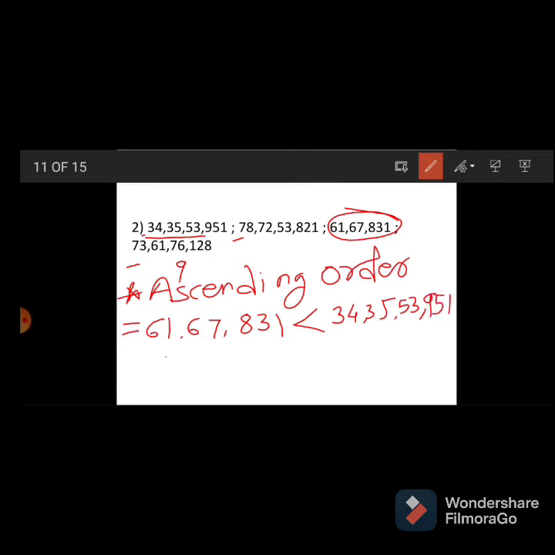53,951 is smaller than. Then next number here again 7 and 7 is same. Then check next digit 3 and 8 means 3 is smaller. 73 crore 61 lakh 76,128. This is smaller than 78 crore 72 lakh 53,821. This is the ascending order.